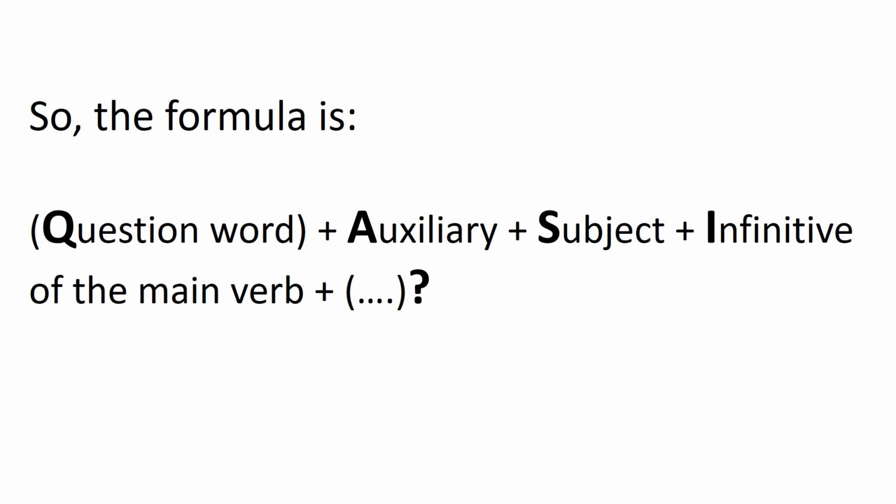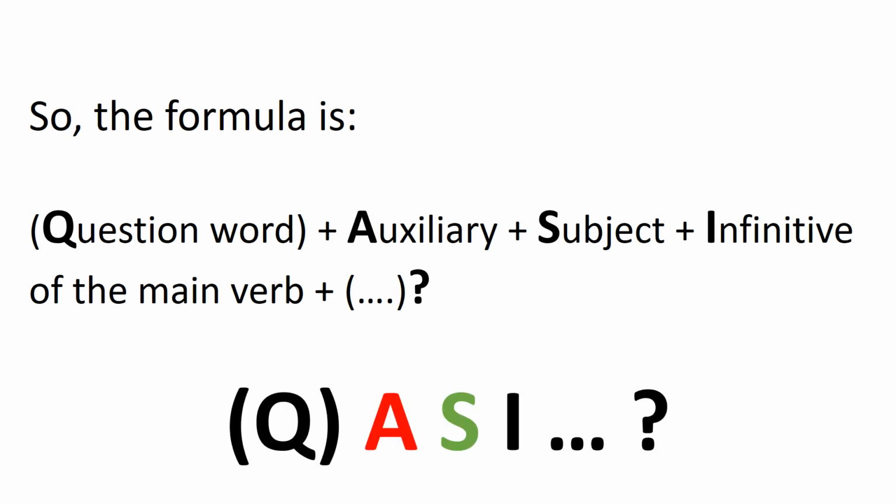So question word when it exists, when it's an information question, then auxiliary, then subject, and then infinitive of the main verb. And after the infinitive of the main verb, you may have something else or not. You may have a continuation of the question, some words, some adjectives, whatever. Or not. That's why I just put some dots there, which mean that there may be something else or not. And so what do we do with this formula?